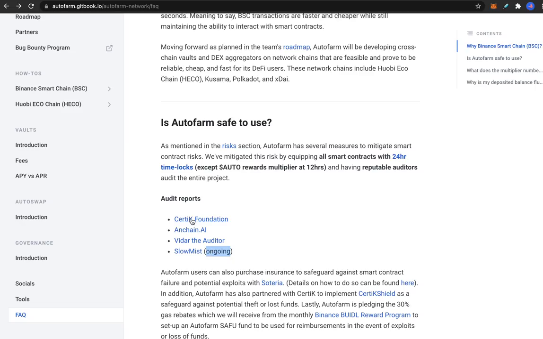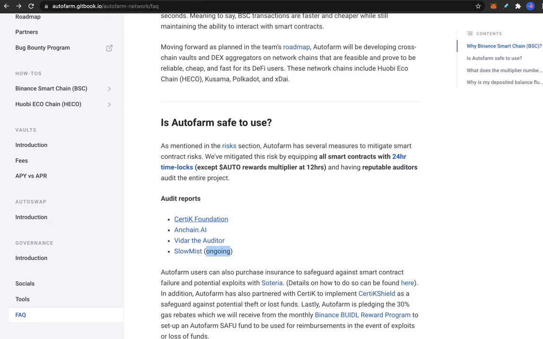But here they have the Certik Foundation audit, so you can actually click this here and see what Certik had to say about this project. So you can take a look at this audit. And for me, because I cannot really read code too much, I can read a little bit, but not too much, it is very important to have some kind of audit.